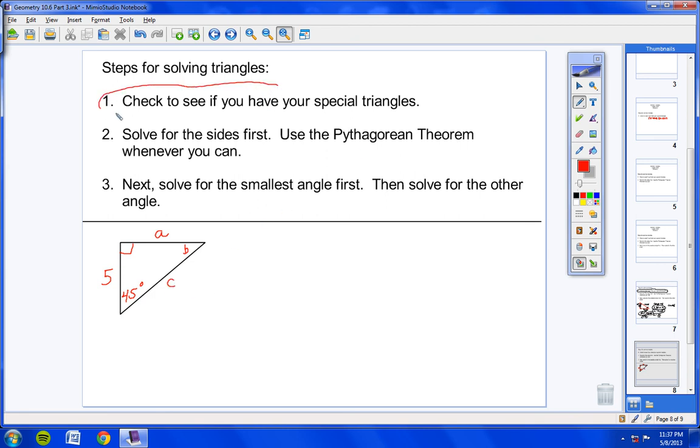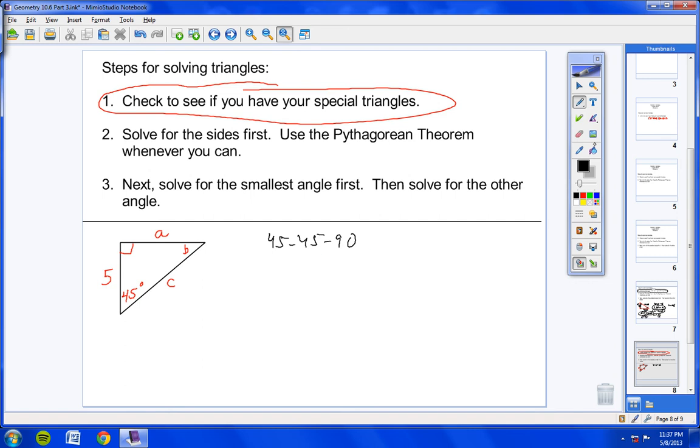All right, here we go. Step 1. Check to see if you have a special triangle. Well, I did again to see if you guys are paying attention. We have another special triangle. Look at this please, we have 45 degrees and 90, so this has to be 45 right here. Has to be. So we have a 45, 45, 90 triangle.